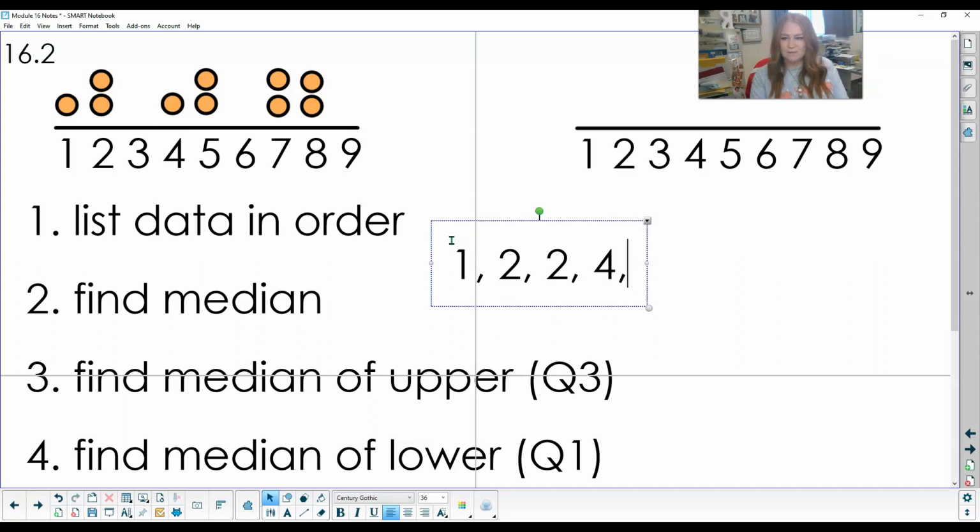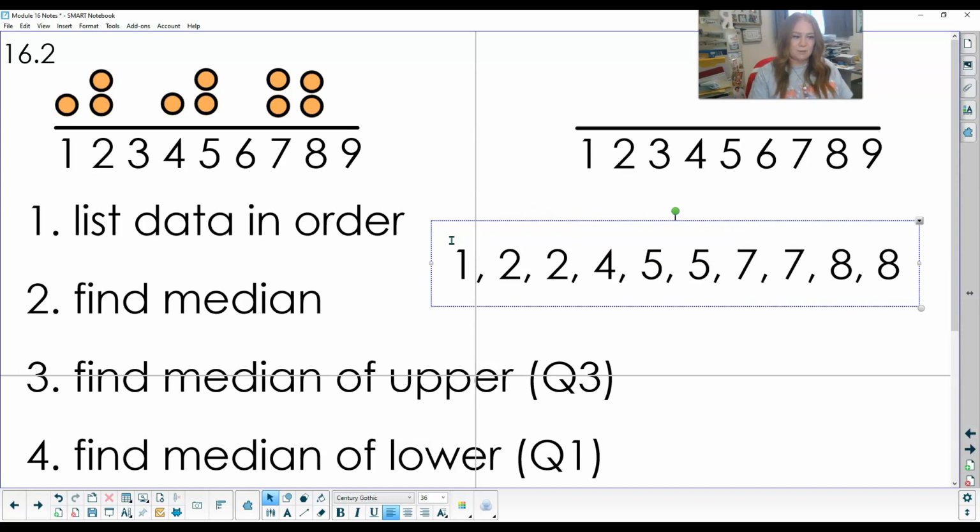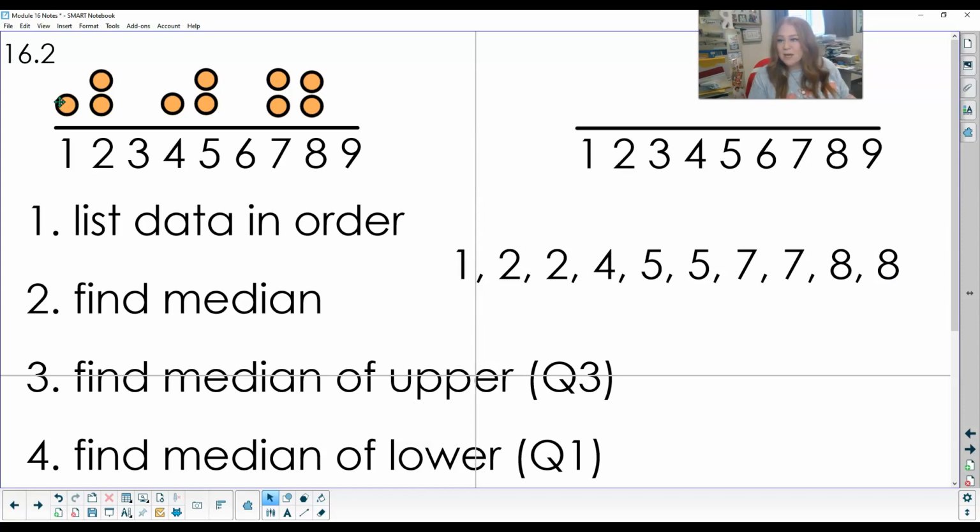No 3s. And we have a 4, 5, 5. Oh my goodness. And then no 6s, 2 7s, and 2 8s. Make sure you have those with me. You should have 1, 2, 3, 4, 5, 6, 7, 8, 9, 10. Perfect. So we're going to start and find the median.